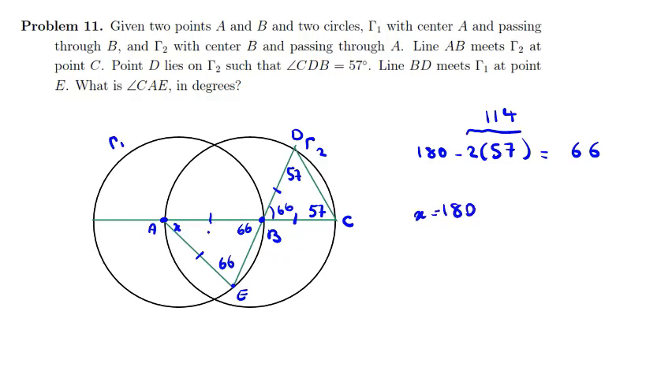180, the sum of the angles of this triangle ABE, minus 2 times 66. 2 times 66 is 2 times 6, 12, we have 1, 2 times 6, 12, plus 1, 132. 180 minus 132 equals 48.